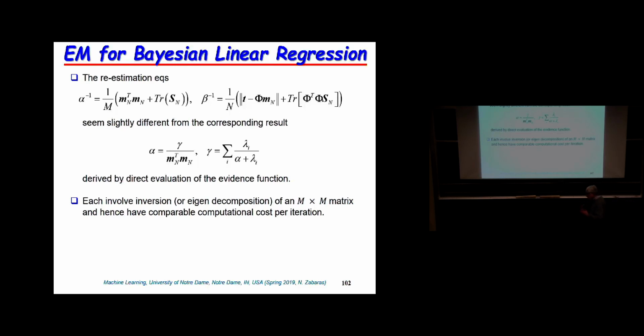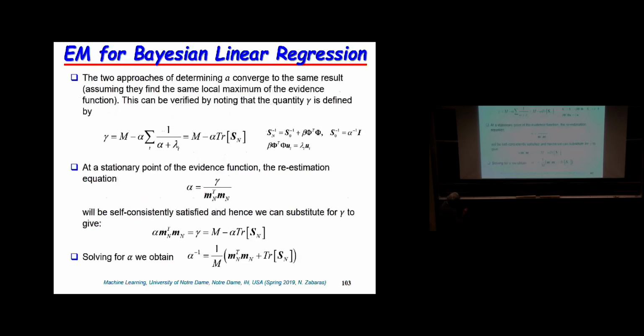Because we discussed the physical meaning for gamma. It was the effective number of parameters, right? The effective number of parameters in the model, okay? We don't have any interpretation like this in here. So the question is, are these two equations strange? You know, are they consistent? Well, the proof is on this slide, right?